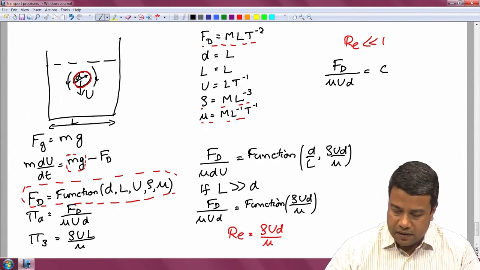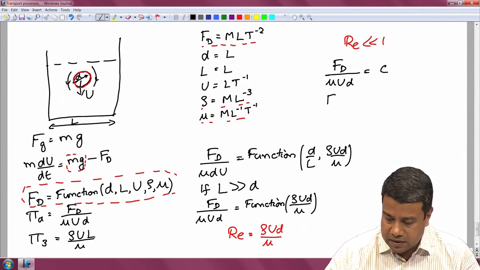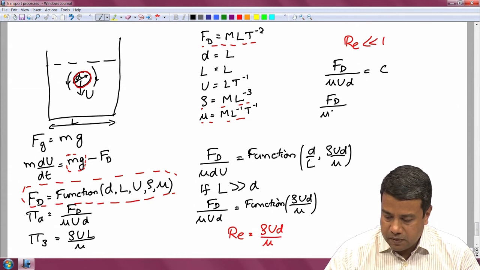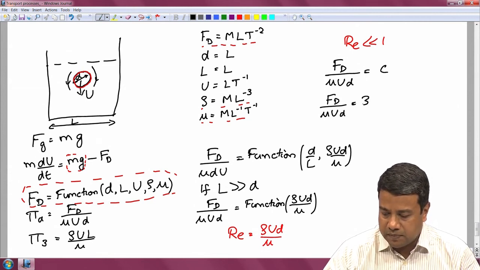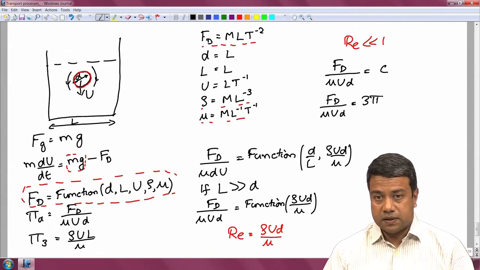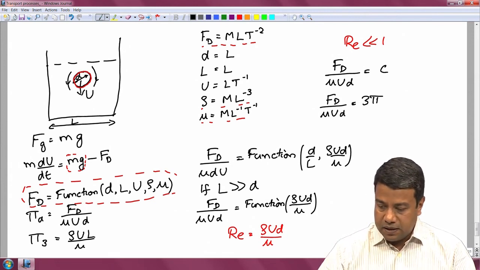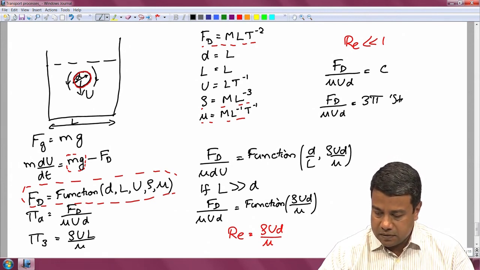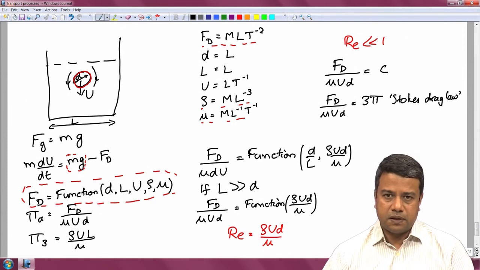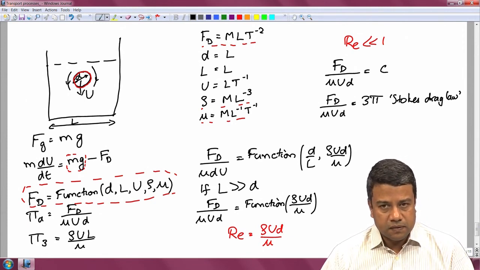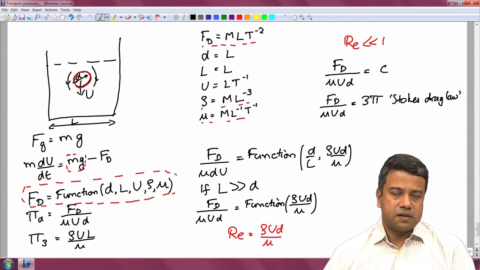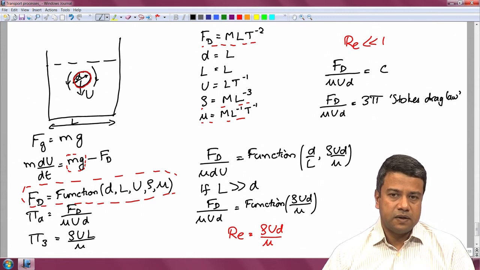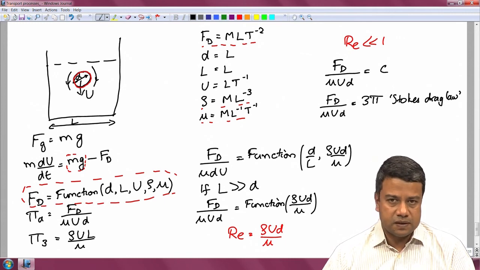But at the end of it you find that the result is that f d by mu u d is just equal to 3 pi. You can do that calculation analytically, and this is what is called the Stokes drag law, for the drag force exerted on a particle in the limit where the fluid viscosity is much larger than the fluid inertia.